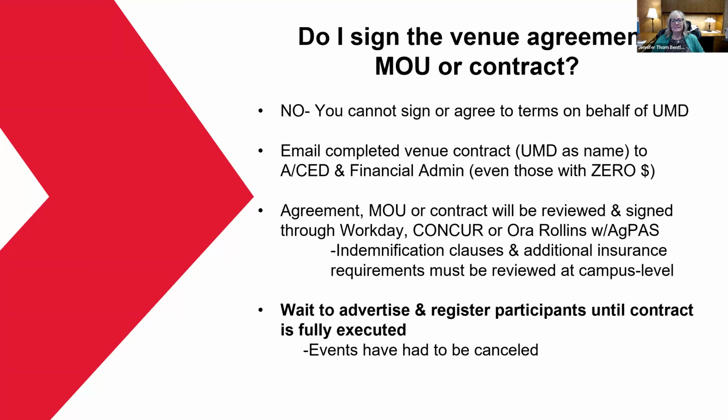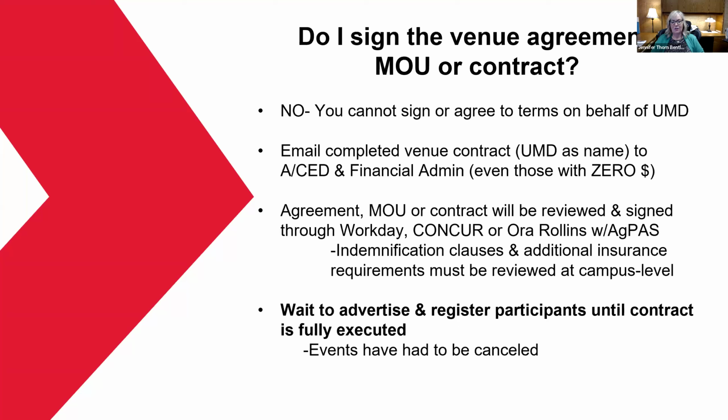So when you do get that completed venue contract, make certain that if you're at least filling out the details of it, that it's University of Maryland as the name, not the Garrett County Extension Office, not the Master Gardener Program, but the University of Maryland, because that's who they're entering into the contract with the venue. And then send it to your AED or CED and the financial admin. And again, even if it's just an MOU to use the room, there could be language in it that does not allow us to sign it.